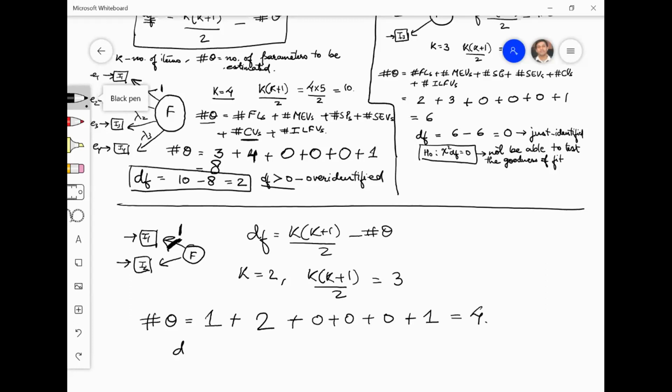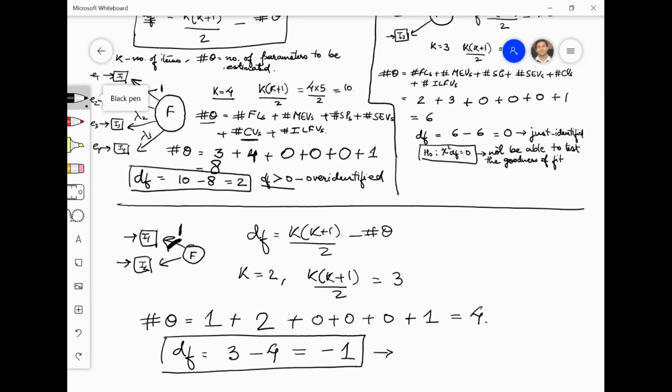So you have degree of freedom as 3 minus 4 is equal to minus 1. This condition is called an under-identified condition, or your model is under-identified and the software will give you an error and it will stop. It will say, I cannot do it because you need to maybe put some constraints somewhere in order to reduce the number of parameters that I have to compute.